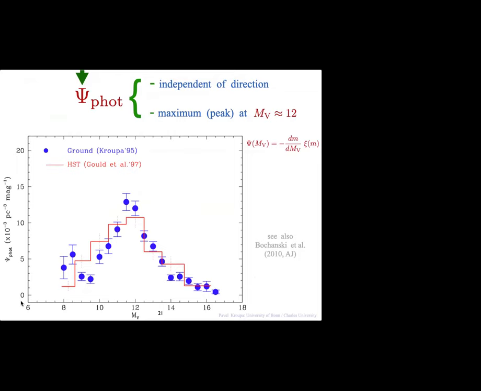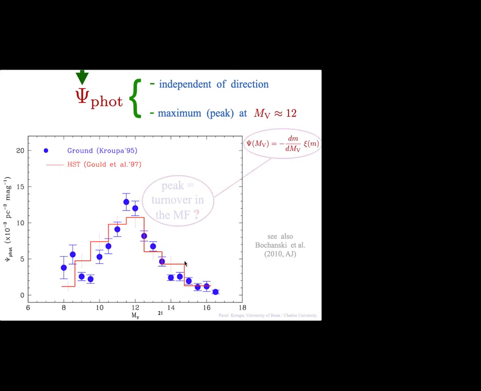And all these different measurements have always given the same result as shown here, a summary of all the ground-based measurements by myself and then the Hubble Space Telescope measurements by Gould et al. Agree very beautifully. The number of stars increases to this peak and then it decreases with high significance. And so it seems that the faint stars cannot be dark matter in the disk.